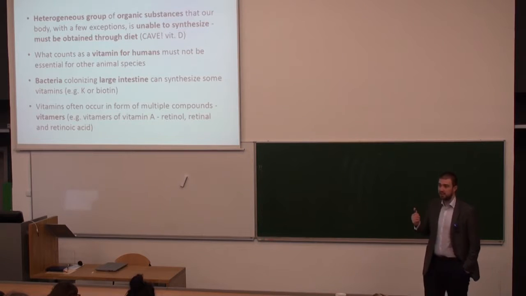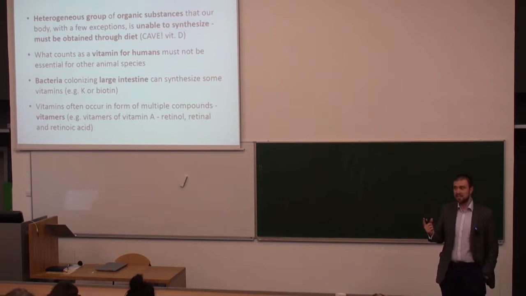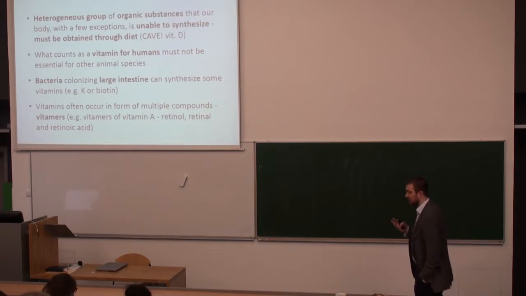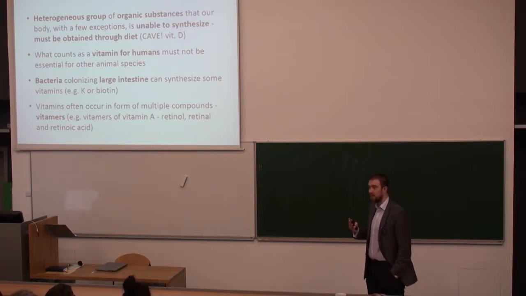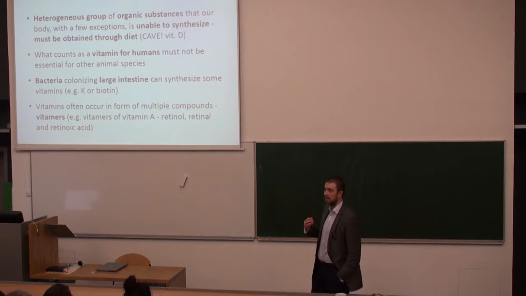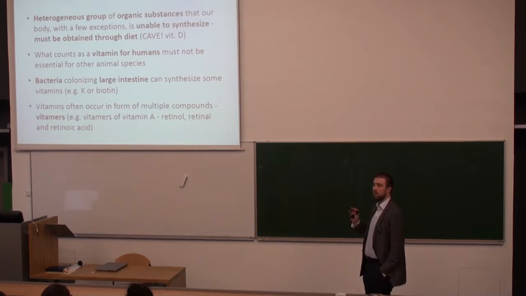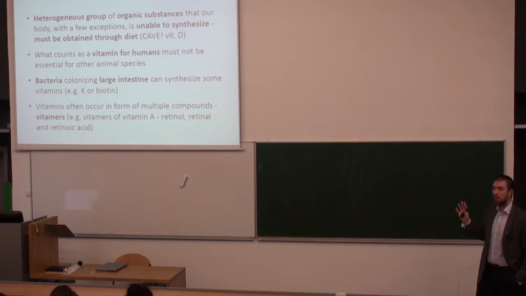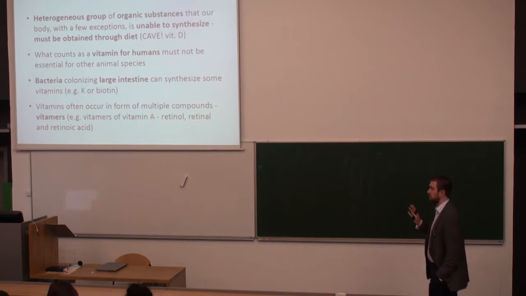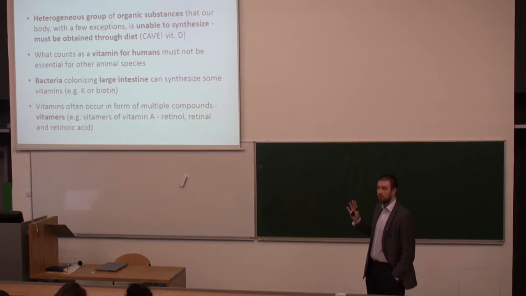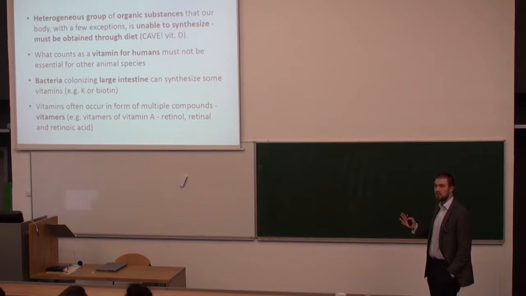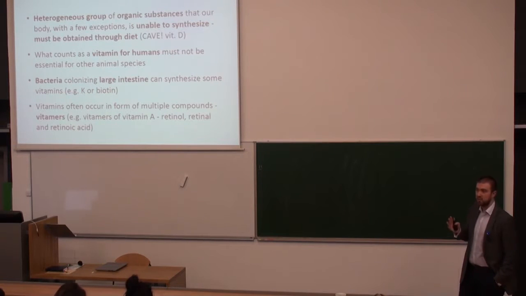So the first thing is that it is a heterogeneous group. We cannot synthesize them. We must have them in the diet. The second important note is that a vitamin for humans cannot be a vitamin for everything. That means that different species have different vitamins. A typical example is vitamin C. Vitamin C is a typical vitamin, for example, for primates and guinea pigs, but the majority of animals can produce it. That means that vitamins are species selective.